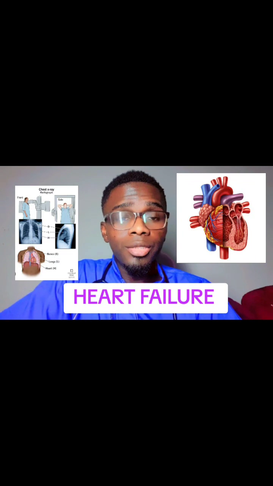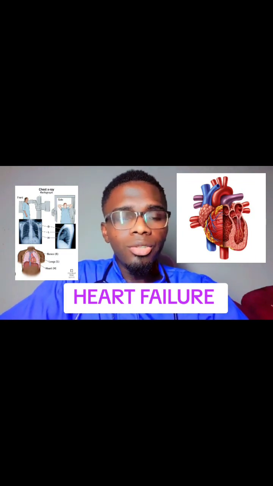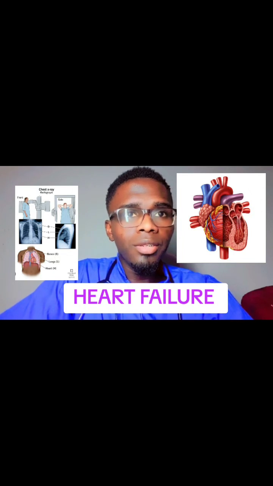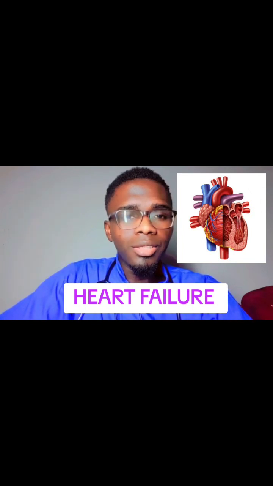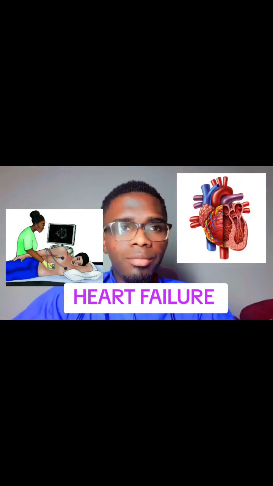Number 4, chest x-ray. So this is a picture of your lungs, heart, and surrounding structures. It can show whether you have fluids in your lungs from heart failure or if you have heart muscle which is enlarged. Number 5, echocardiogram. So this uses sound waves to create images of your heart. So it can show how thick the heart muscle has become as well as measure the ejection fraction.